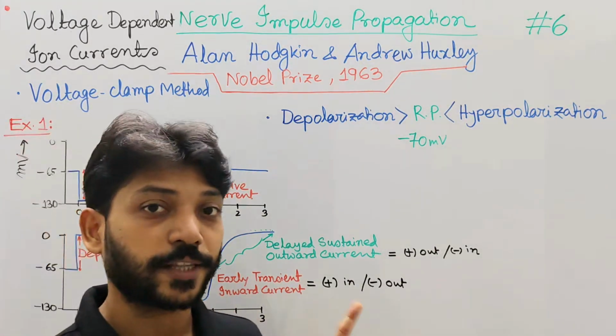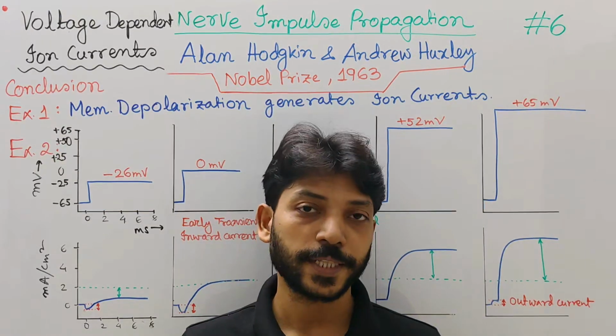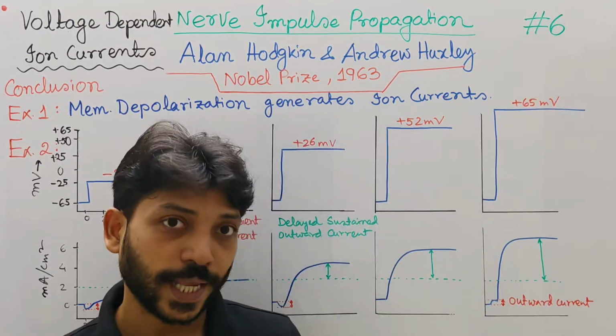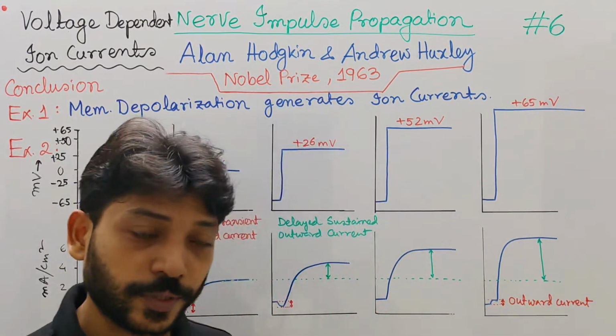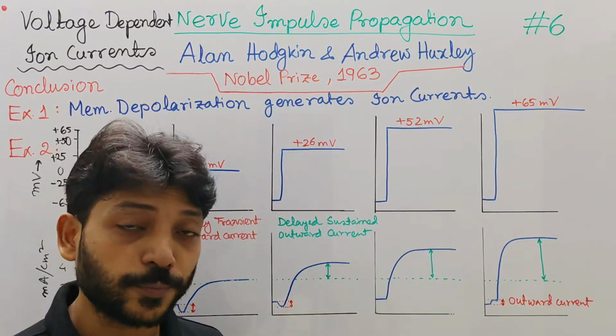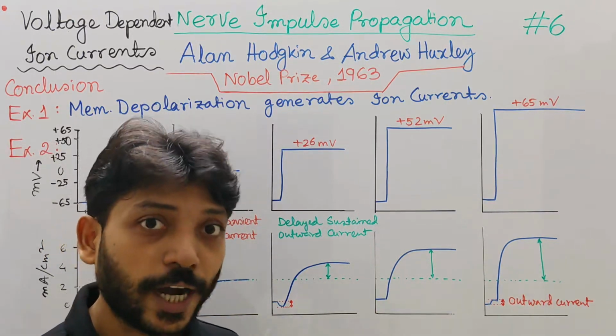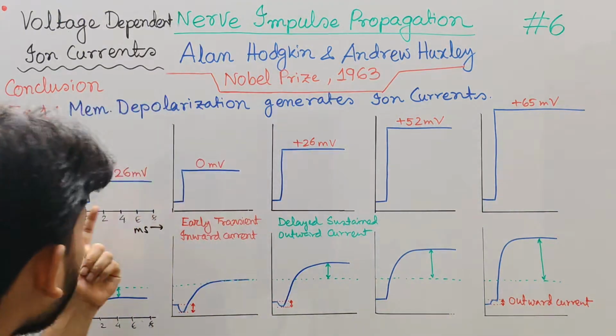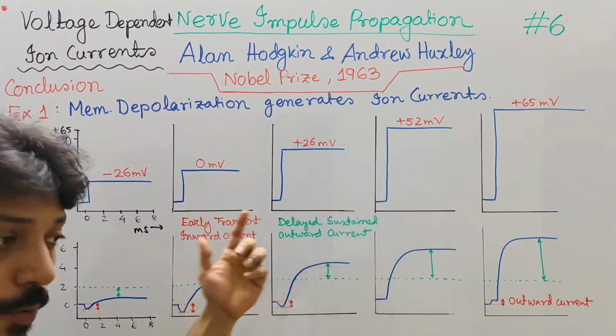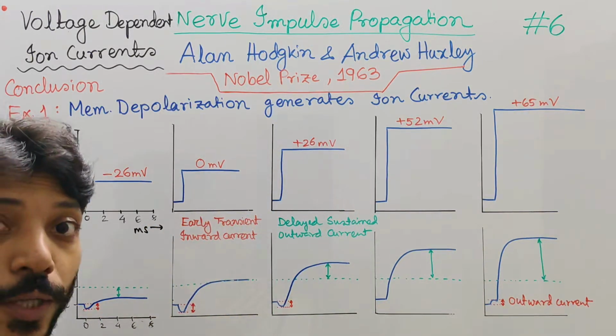Now I will explain the second experiment. Now let me explain experiment 2. Because Alan Hodgkin and Andrew Huxley observed that neurons respond to depolarization potential by generating ion currents, they applied the depolarization membrane potential, but in a gradual manner.